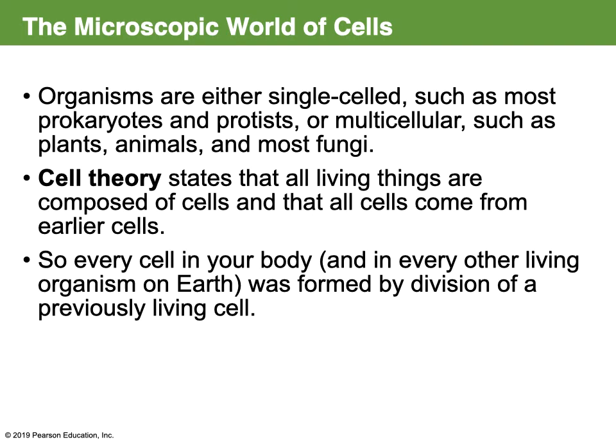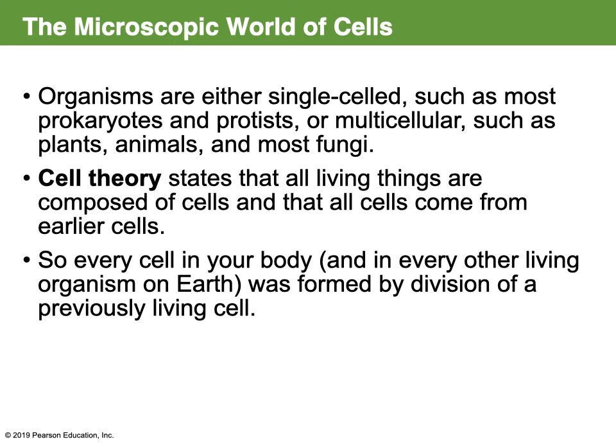Now, organisms are all made of cells. They're either single-celled, like most prokaryotes and protists, or they're multicellular, such as plants, animals, and most of the fungi. Cell theory states that all living things are composed of cells, and that all cells come from earlier cells. So every cell in your body, and in every other living thing on the face of the earth, was formed by division of a previously living cell.